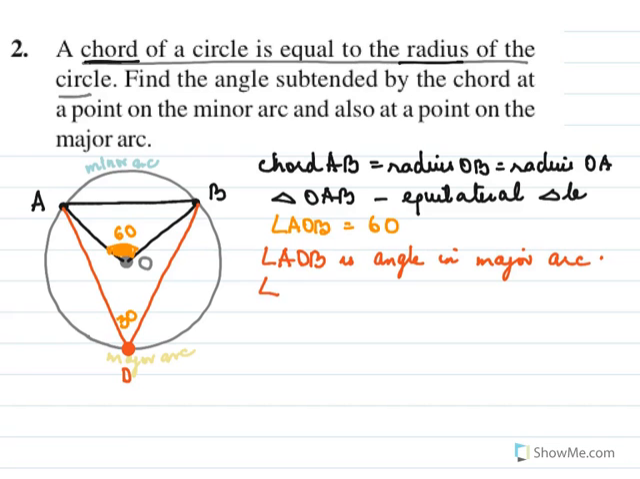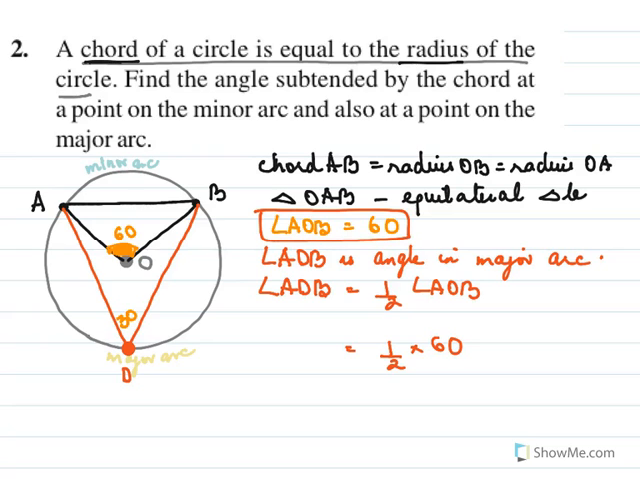So we have angle ADB equal to half of angle AOB. And we know AOB is 60. We have shown here angle AOB is 60 because it is a part of an equilateral triangle. So angle ADB will be equal to half of 60, that is 30. And this is the angle in the major arc because D was in the major arc. So we found this angle in the major arc.